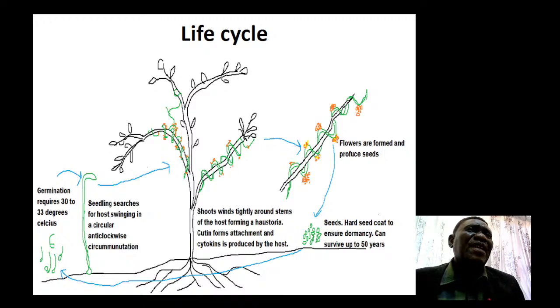You have haustoria at certain points, which enables this parasite to get carbohydrates from the host. So it uses cutin to form attachment and also cytokinins. After a while, it produces flowers, and these flowers will give us seeds.